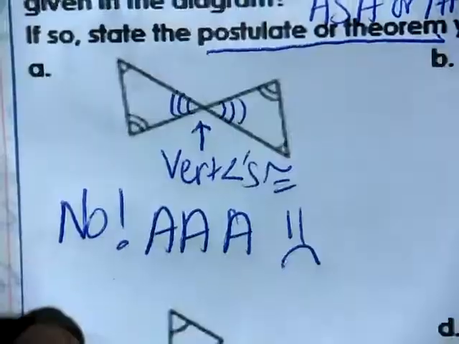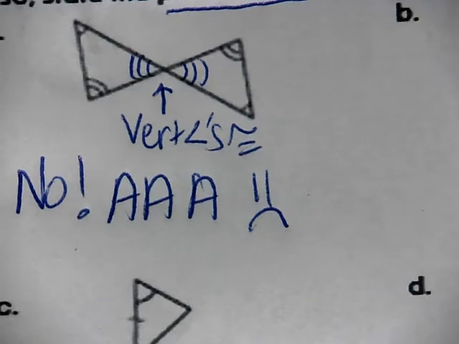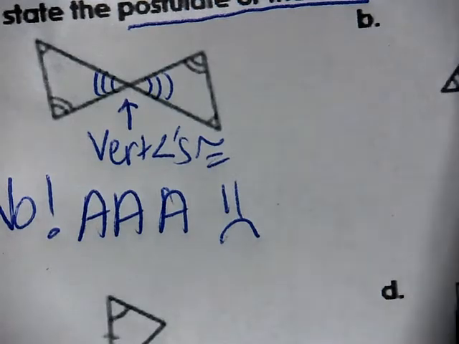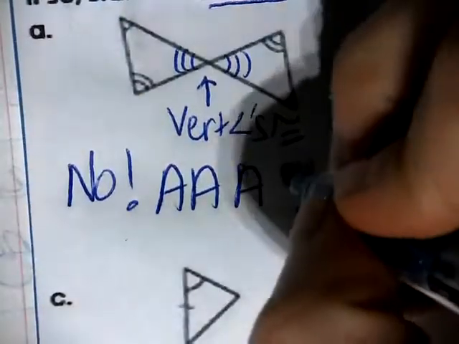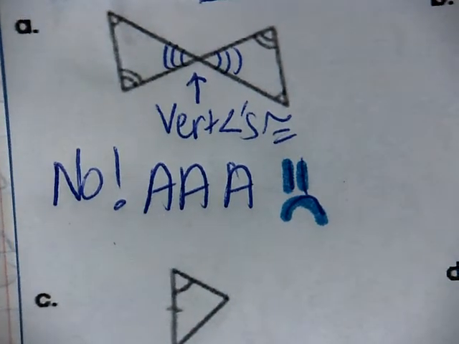Angle, angle, angle, if you guys remember, is not a way that we are allowed to prove triangles congruent. We need at least one side in order to prove that triangles are congruent. So in this problem, it's a sad face. This is angle, angle, angle. And I always use that blue to represent angle, angle, angle, sadness. The answer in this case is no.